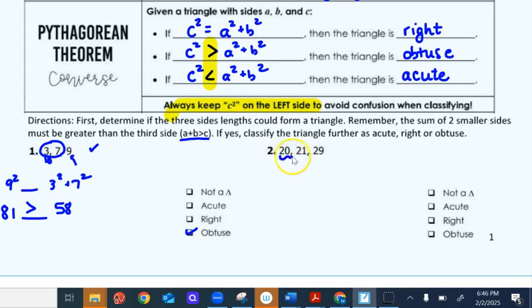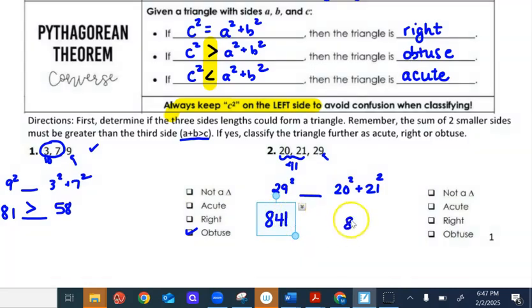In this case, the two smallers make 41. That is greater than 29. Let's put our c squared first. And we're going to find out what symbol we get compared to adding the squares of these sides. And it winds up being 841 for this one. And the sum of these actually winds up being 841 as well. So these two are equal. So we've got a right triangle.